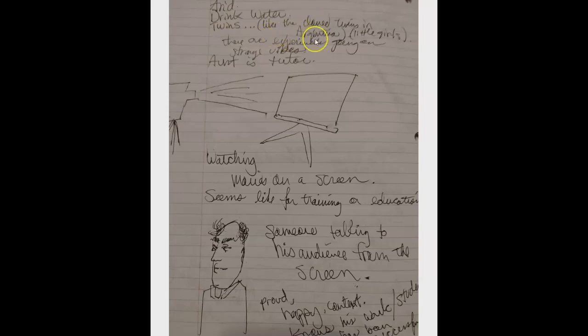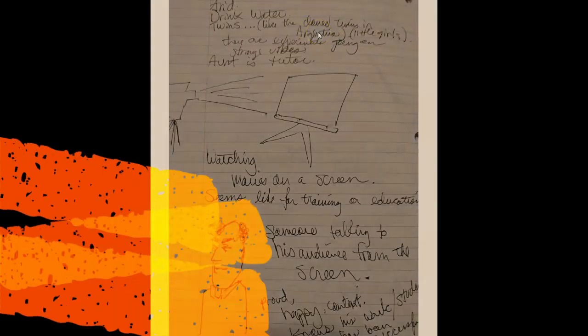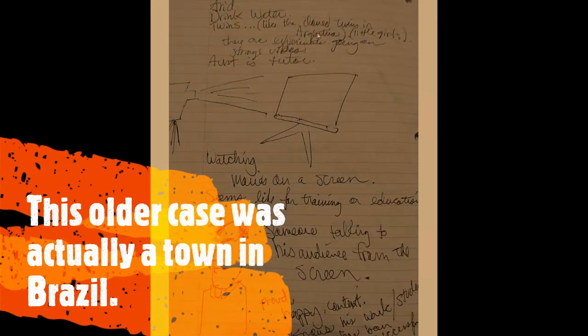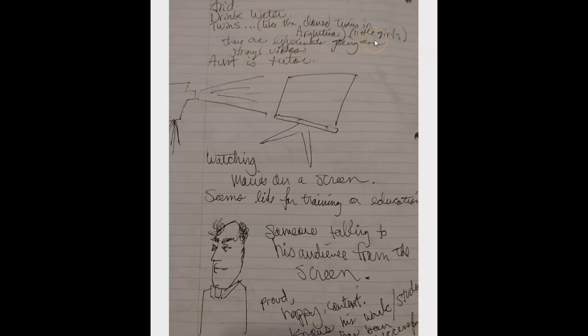Twins, like clone twins in Argentina. Little girls. So now, I know if I think back, there was apparently this eugenics program supposedly with twins in Argentina. There are experiments going on. Now, are there still experiments going on there? I don't know. But strange vibes.